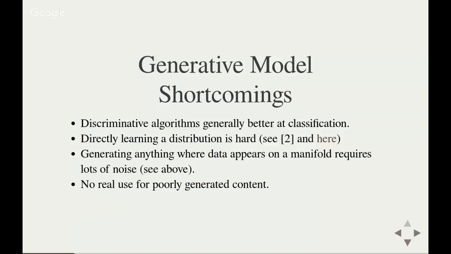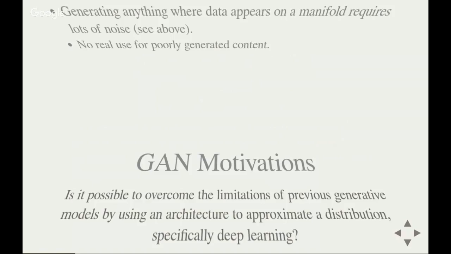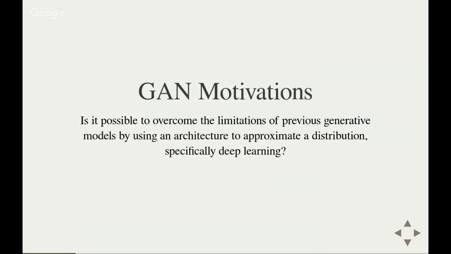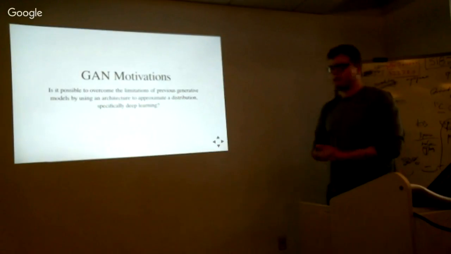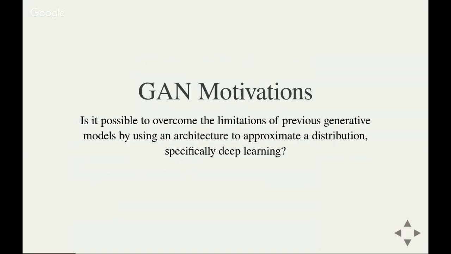There's no real use for content that has been generated poorly, where a human can obviously tell, oh, no, that's not really what we're going for here. So this is where generative adversarial networks come in. We want to know, is it possible to overcome the limitations of these previous generative models, learning something via maximum likelihood estimation by using some architecture to approximate our distribution.